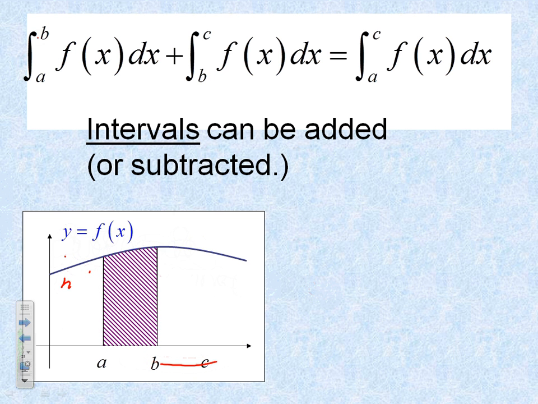If you have function f and you integrate from a to b, and then you integrate from b to c, the total area can be calculated by, get this, integrating once instead, or by totaling the area.